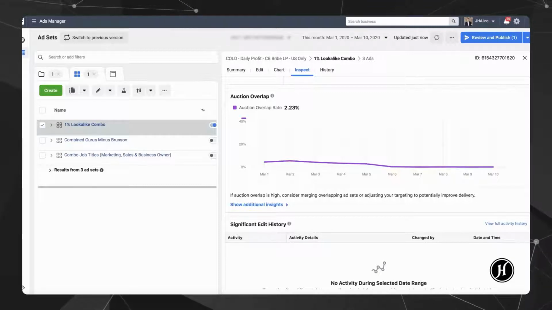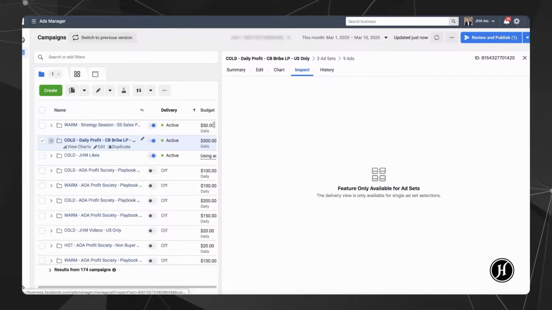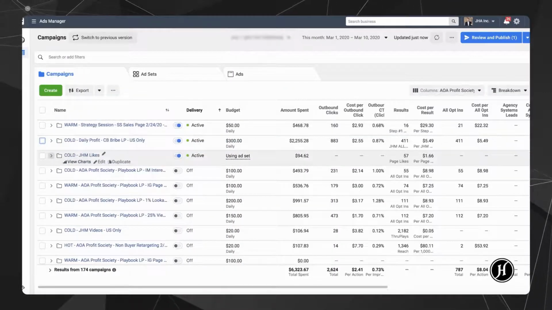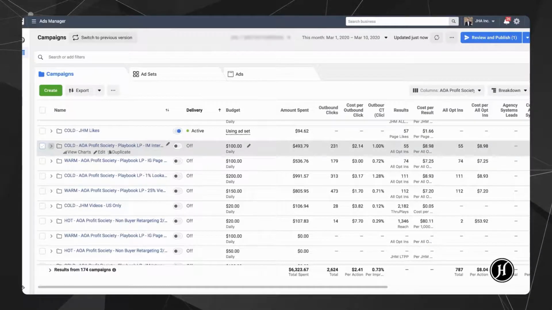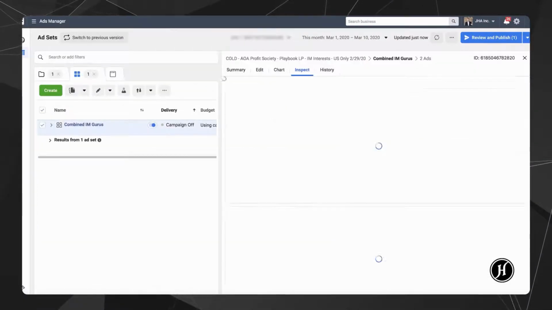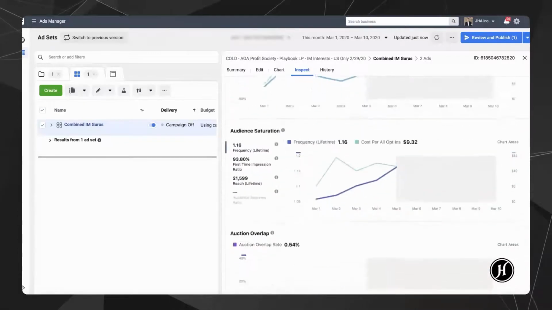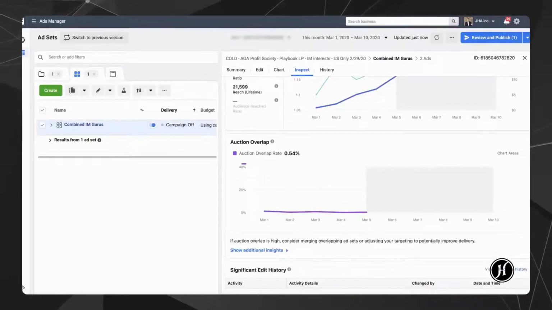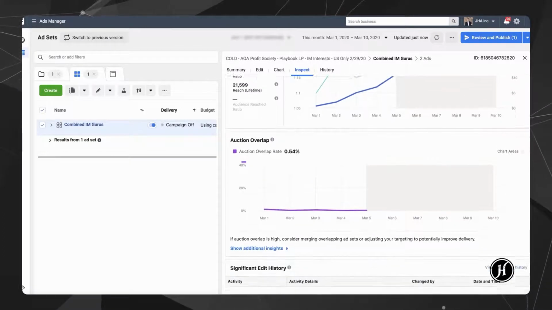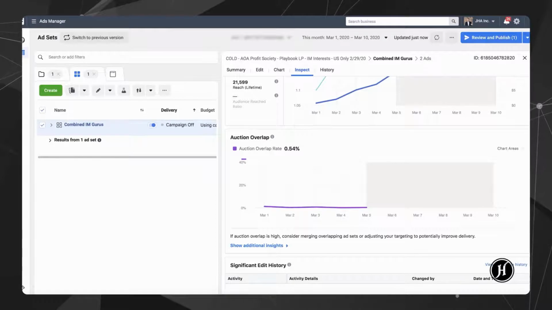And so what Facebook says is you want to avoid this being over 25%, because you can't avoid it entirely. It's really, really, really hard. Like I'll go and look at some of these other old campaigns that are cold, so you can see. So see, this one has minimal overlap, but it's still 0.54%, right? So it's very difficult to eliminate it, but you can really easily see what your auction overlap is.